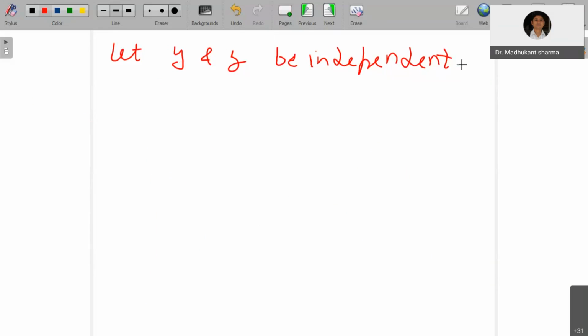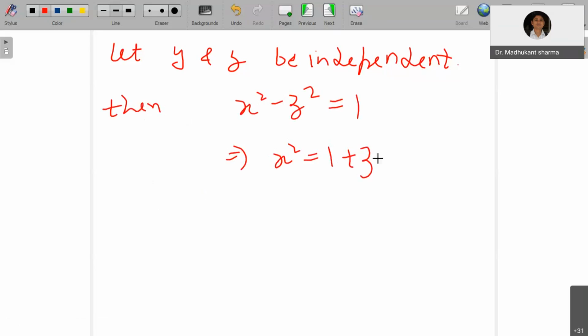Let y and z be independent. So then what you will have: x square minus z square equals 1 implies x square equals 1 plus z square.